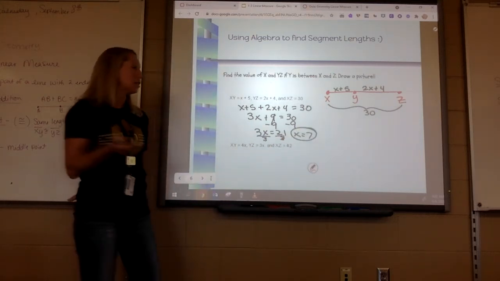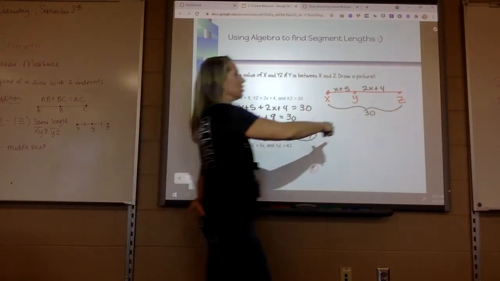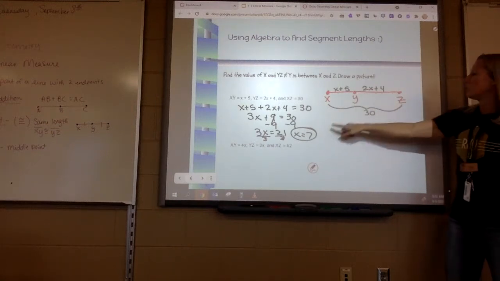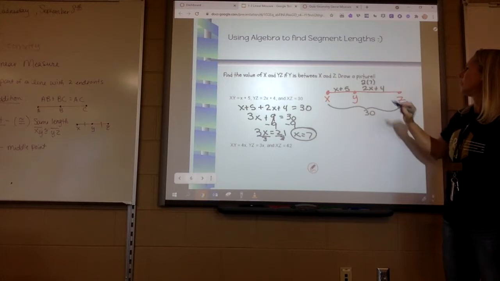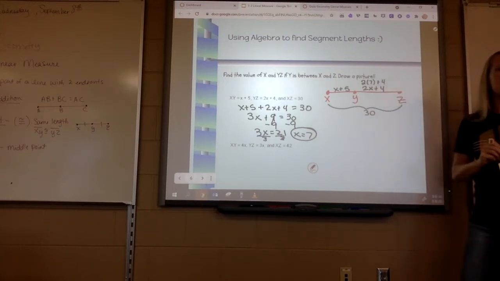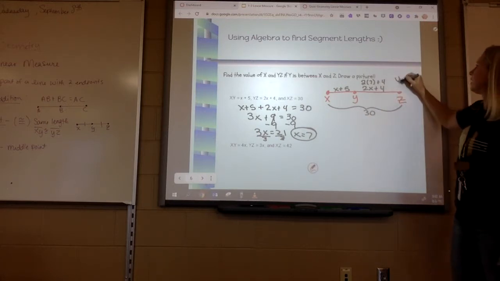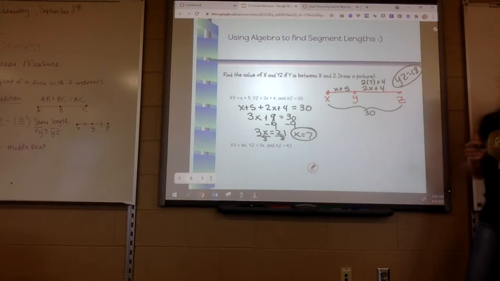Now I have x, but it also asks me to find YZ. That just means you plug x into this one right here, YZ. I know that x is 7, so I would do 2 times 7 plus 4. 2 times 7 is 14, plus 4 would be 18. So YZ would equal 18. You'll be getting 2 answers on those.